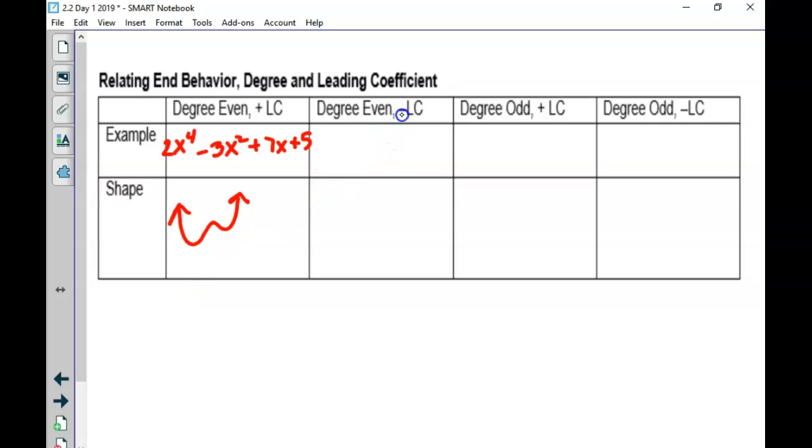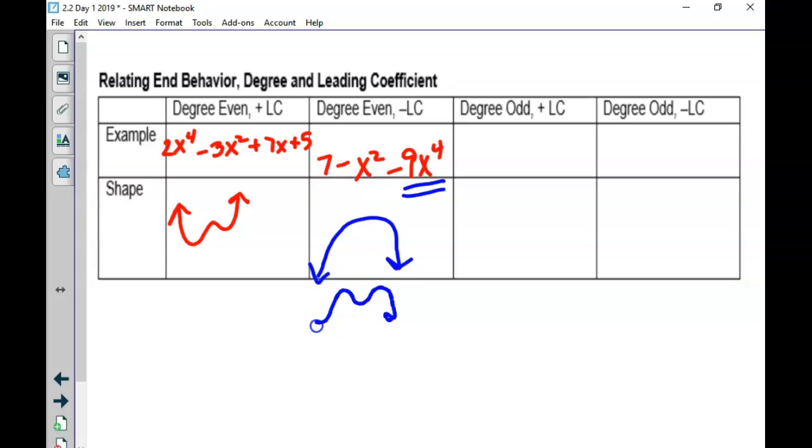Even degree, negative leading coefficient, all right, might be as simple as 7 minus x squared minus 9x to the 4th. Now, this one has the degree and leading coefficient back here, but the end value would be that both ends are going to go down. It might be doing some loop-de-loops in the middle, okay? But both ends are going to go down. We are relating end behavior only at this point.